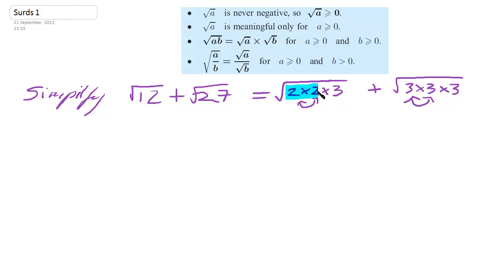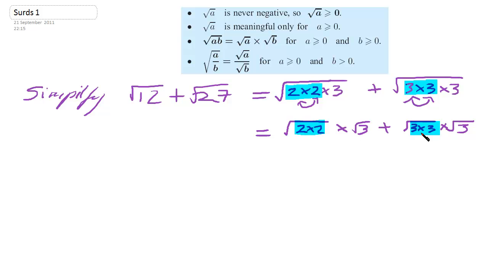So what we're going to do is we're going to take this pair, we can square root it. We can take this pair and we can square root it. So the square root of 2 times 2 is 2. So we're going to use first of all this process here of splitting it up. So we've got the square root of 2 times 2 times the square root of 3 plus the square root of 3 times 3 times the square root of 3. So what we've done again, we've just taken the pairs out and made them separate. And that is the key to simplifying all of these.